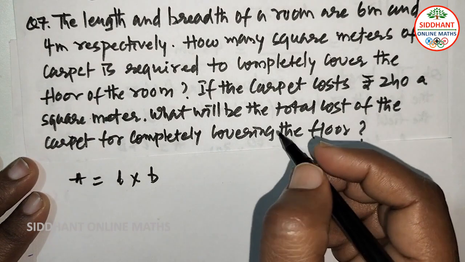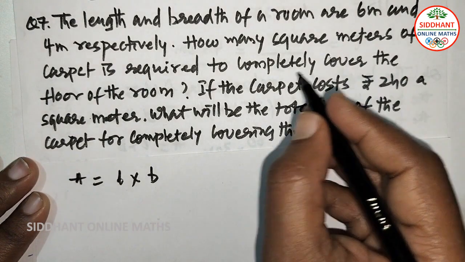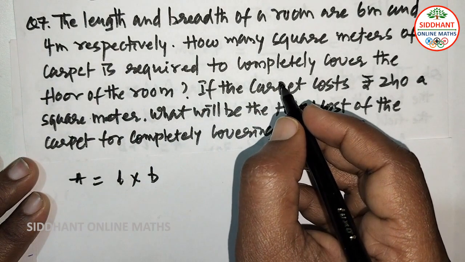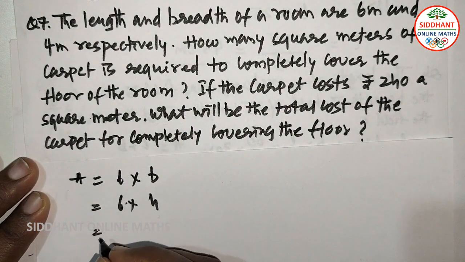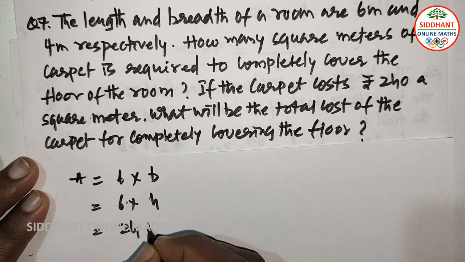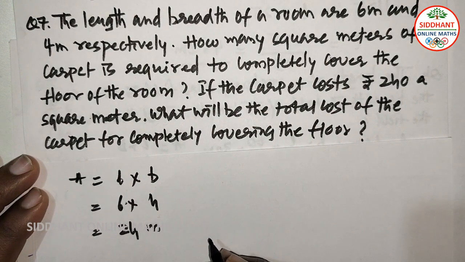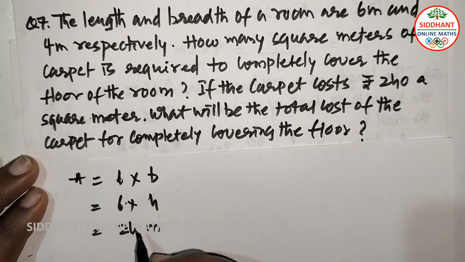So here they asked how many square meters the carpet is going to cover. So that will be here 6 into 4, L into B, that means 24 square meters is the area of the floor, and this much carpet is required.